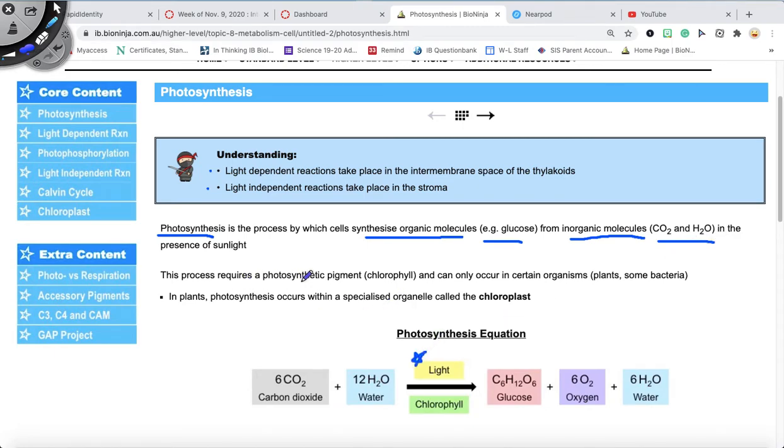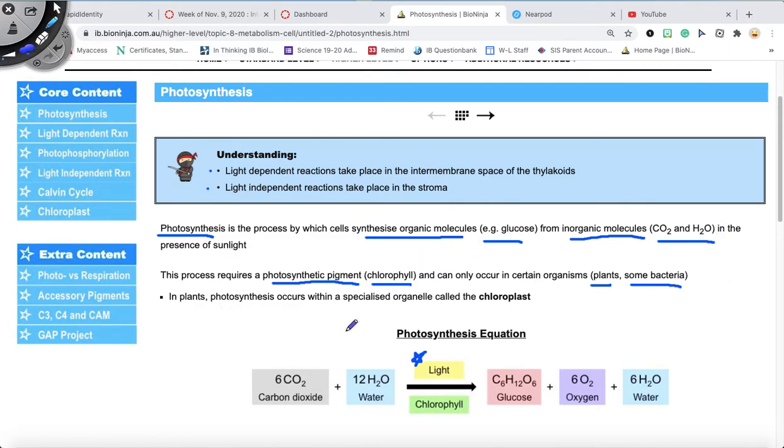This process requires a photosynthetic pigment that is found in the chloroplast. This pigment is called chlorophyll. It's green because it's able to absorb light at all wavelengths except for green. So that's what bounces back and what we can see. And we know that this photosynthetic pigment is present in organisms like plants and some bacteria. And also, it should be mentioned, some protists like Euglena.